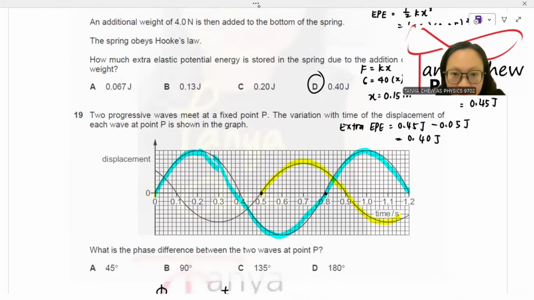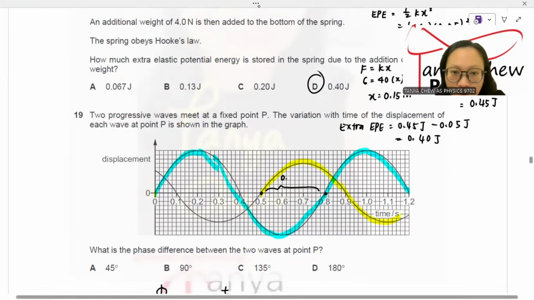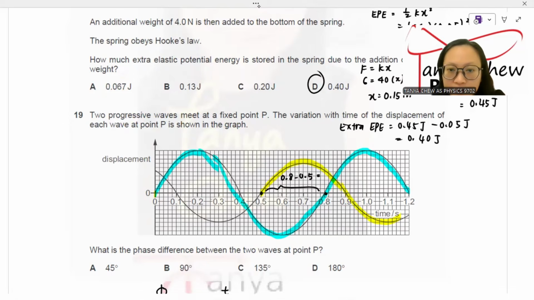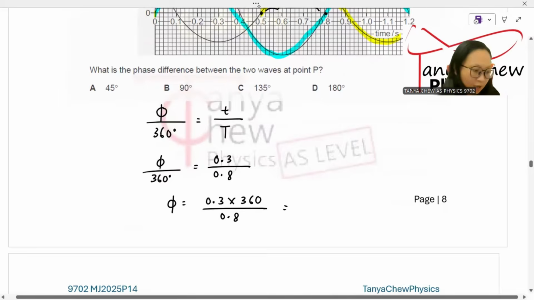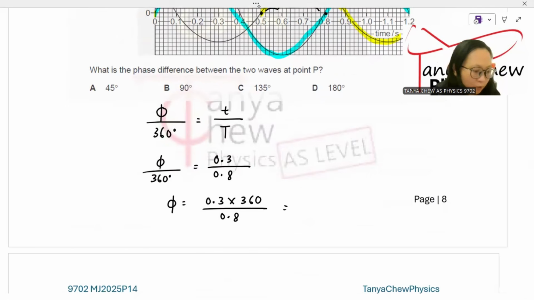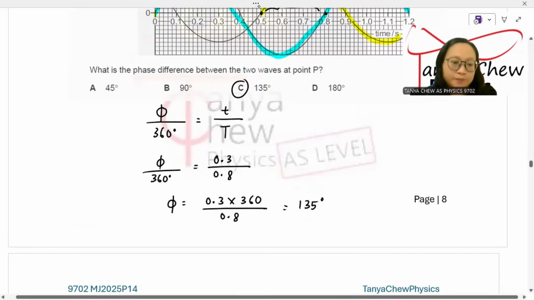Right? What is the difference between these two waves? So you take 0.8 minus 0.5. So the time difference is 0.3 seconds. Right, so you just put phi over 360 degrees is equal to 0.3 over period 0.8. Phi is equal to 0.3 times 360 degrees divided by 0.8. So 0.3 times 360 divided by 0.8, not 180. So I get 135 degrees. So the answer is C.